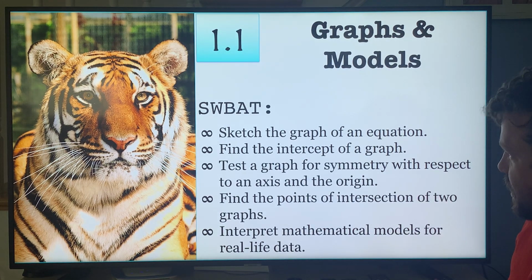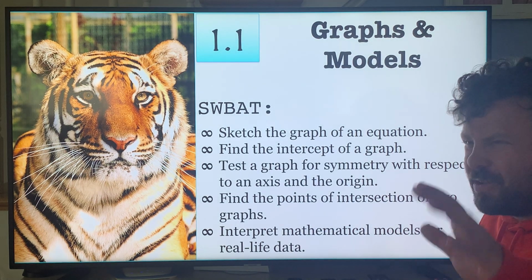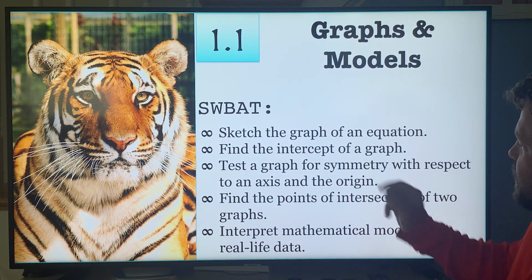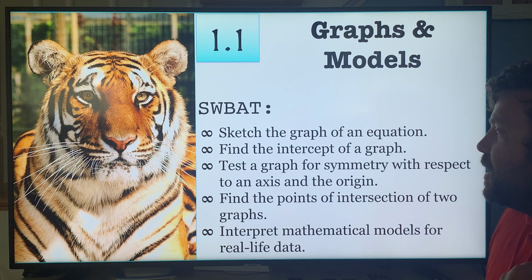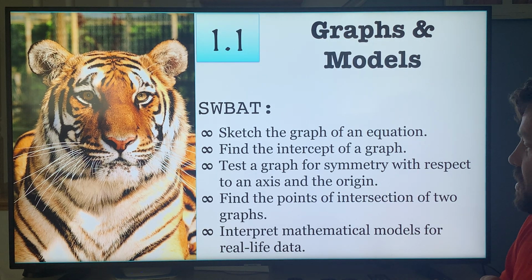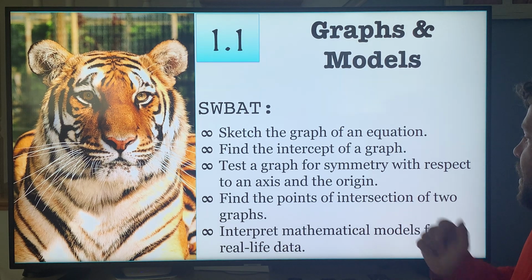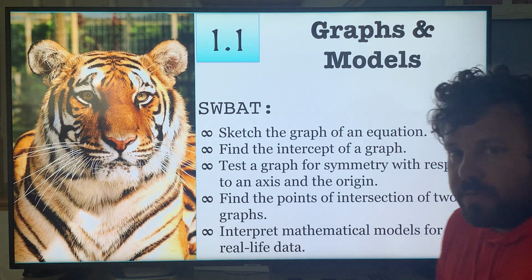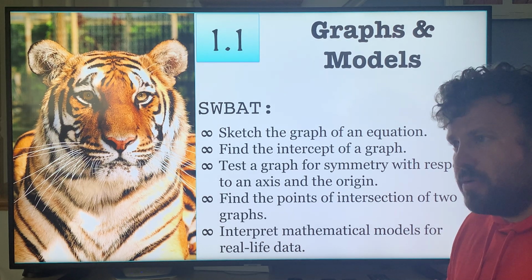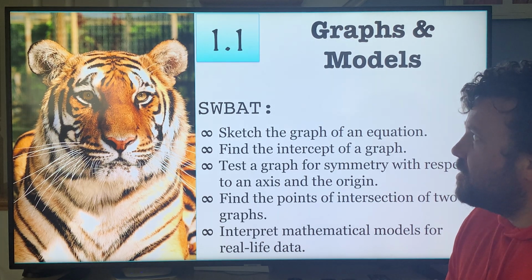So we're going to learn how to sketch the graph of an equation. We're going to remember how to do this stuff. Find the intercept of a graph, test the graph for symmetry with respect to the x and y axes and the origin, find the point of intersection of two graphs, and interpret mathematical models for real-life data. Okay, you already know how to do all this stuff. Quick little review. Always good to review before we get into the hard stuff.